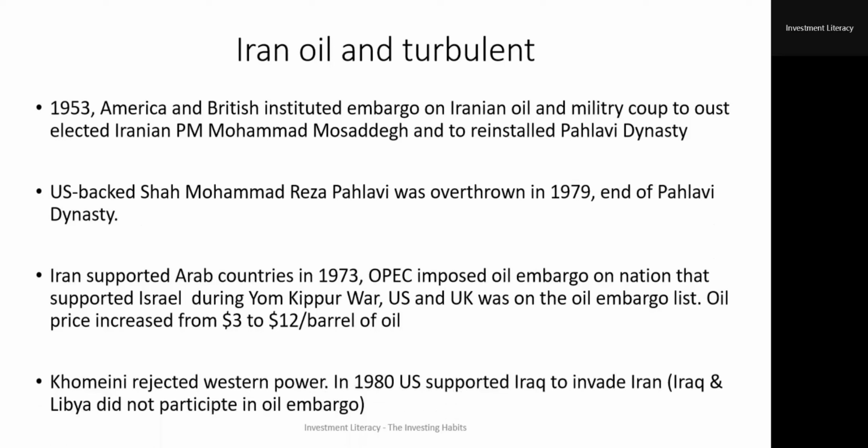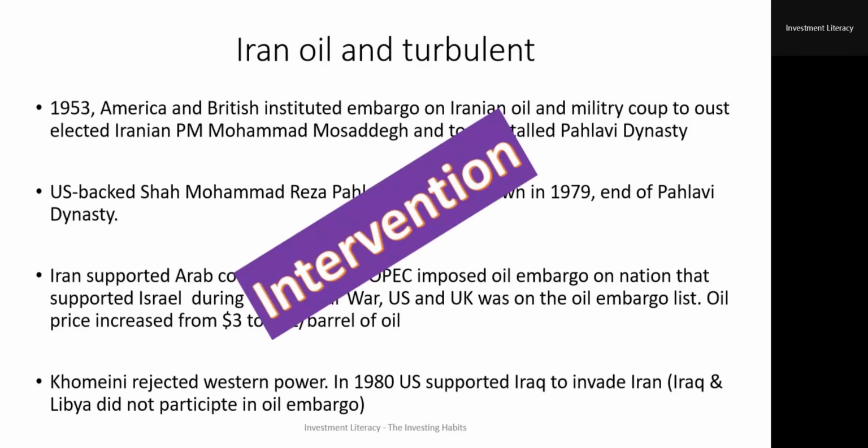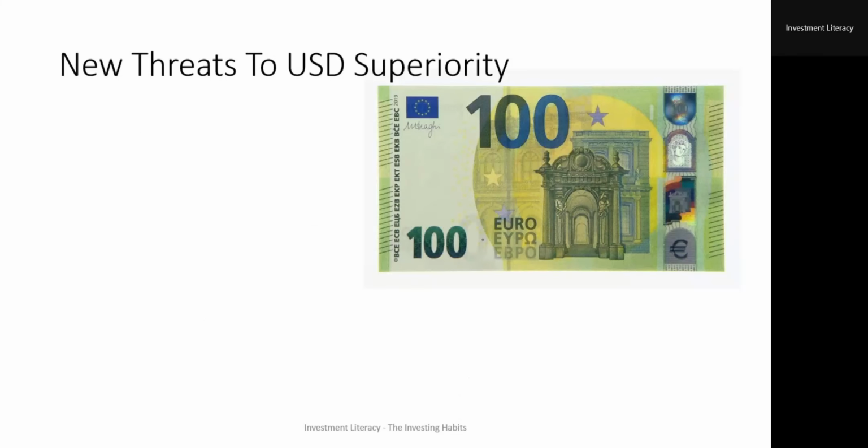However, Khomeini rejected Western power, and because of that, in 1980, the US supported Iraq to invade Iran. Iraq was a good candidate to do the job because Iraq and Libya did not participate in the oil embargo against the US. And this is a direct intervention. And then a new trade emerged that jeopardized US dollar security.